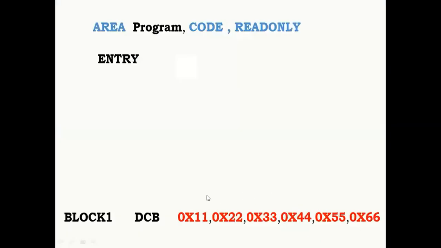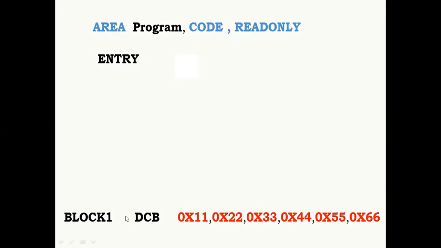For load store instructions, we will see one program. So this is AREA, an assembler directive. One should be there to say in which memory you are doing the program. This is the name of the program. CODE, READONLY: you are writing the program in ROM, so that is read only. And this is the start of the program, ENTRY. ENTRY is the start of the program, the same as ORG we use in 8051.